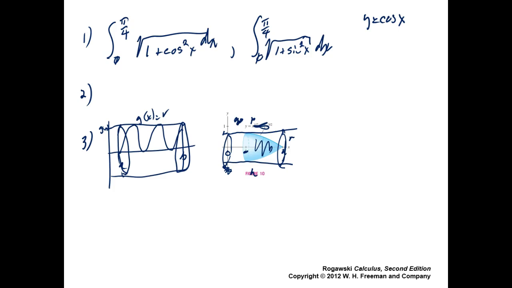Use the formula for arc length to show that for any constant c, the graphs of y is equal to f of x and y is equal to f of x plus c have the same length over every interval a to b. Well, where would you begin?